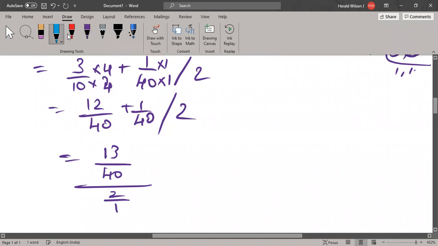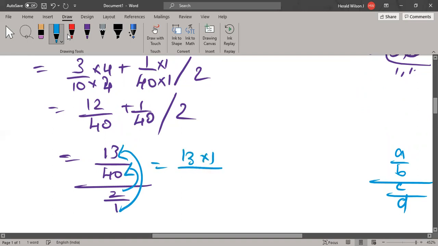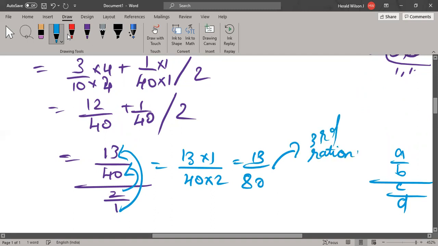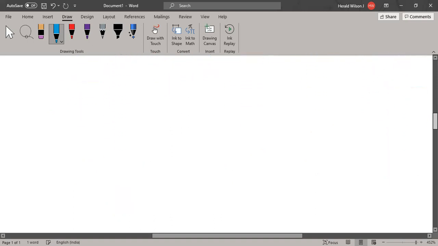Now again A by B by C by D, multiply. So this will be nothing but 13 into 1 by 40 into 2. So this will be 13 by 80. And this is your third rational number.